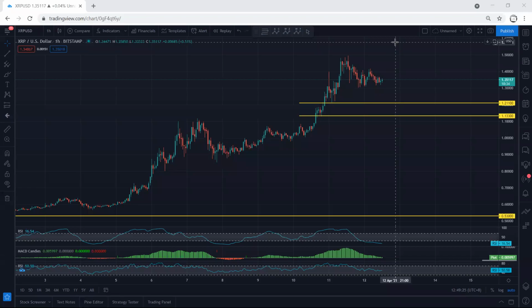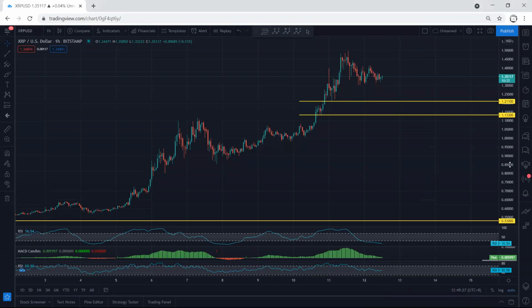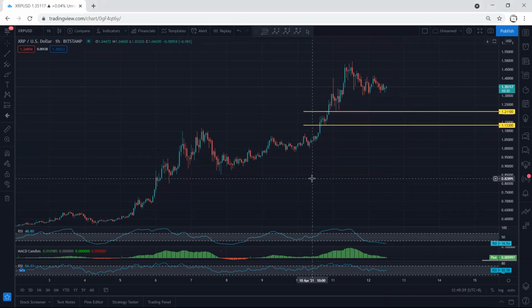XRP, we start with 1 hour charts. I want to give a quick update. If you refer to our analysis, since the price was within this move, exactly here we mentioned we're looking for a buy. The first target was 1.133, followed by 1.211. As we can see, we get the buy.